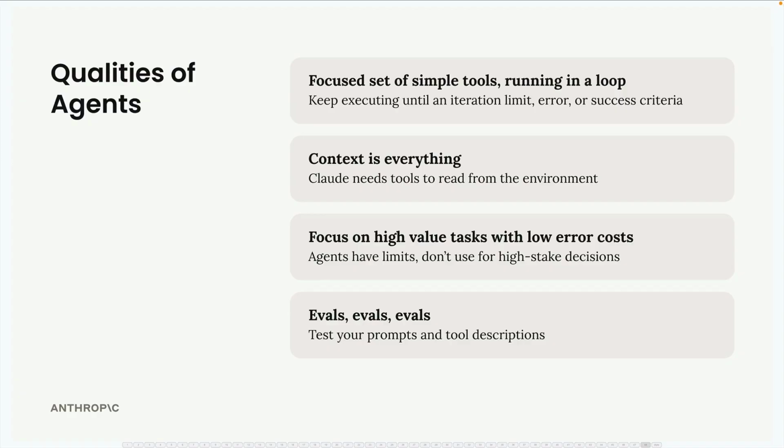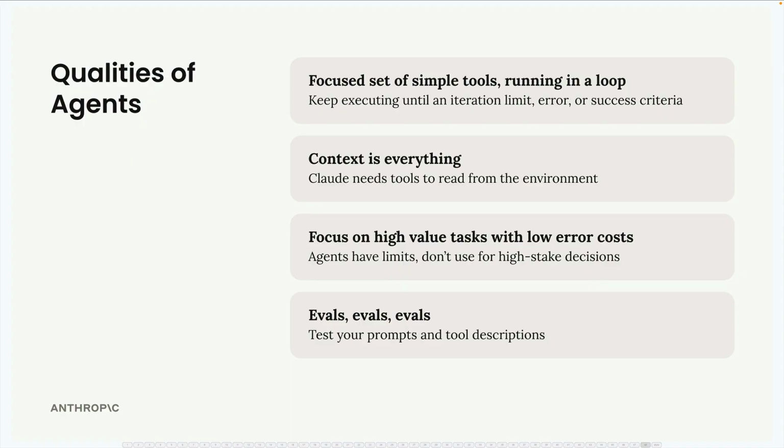In summary, when we consider building an agent, there are a few concepts we need to keep in mind. First, an agent is a language model that has access to a set of tools and is being executed repeatedly until a goal has been achieved. Second, context is king. Claude doesn't have any knowledge of the outside world at all, and it relies entirely upon being given a set of tools to inspect the environment.